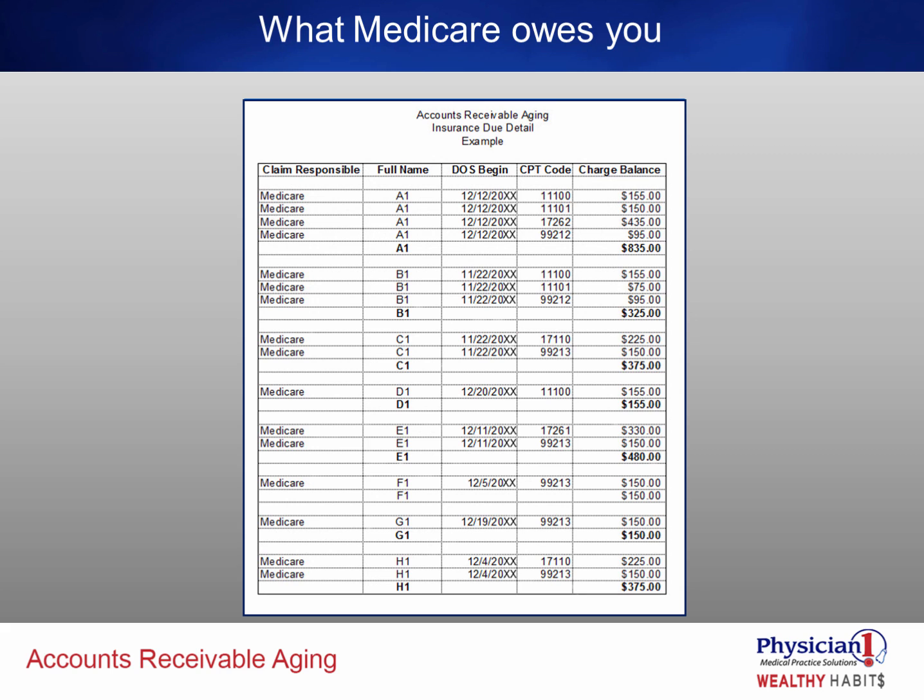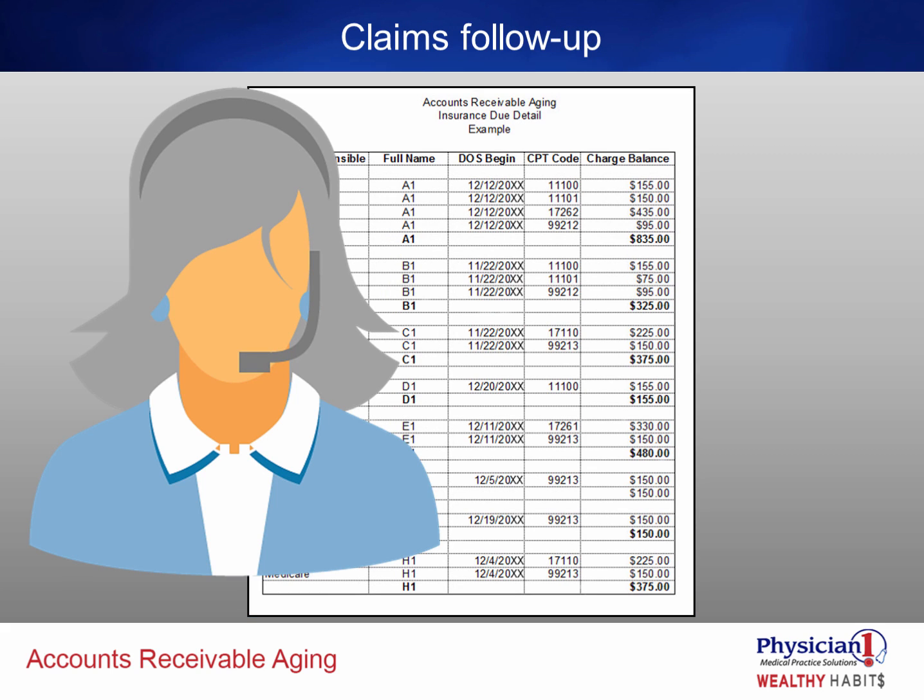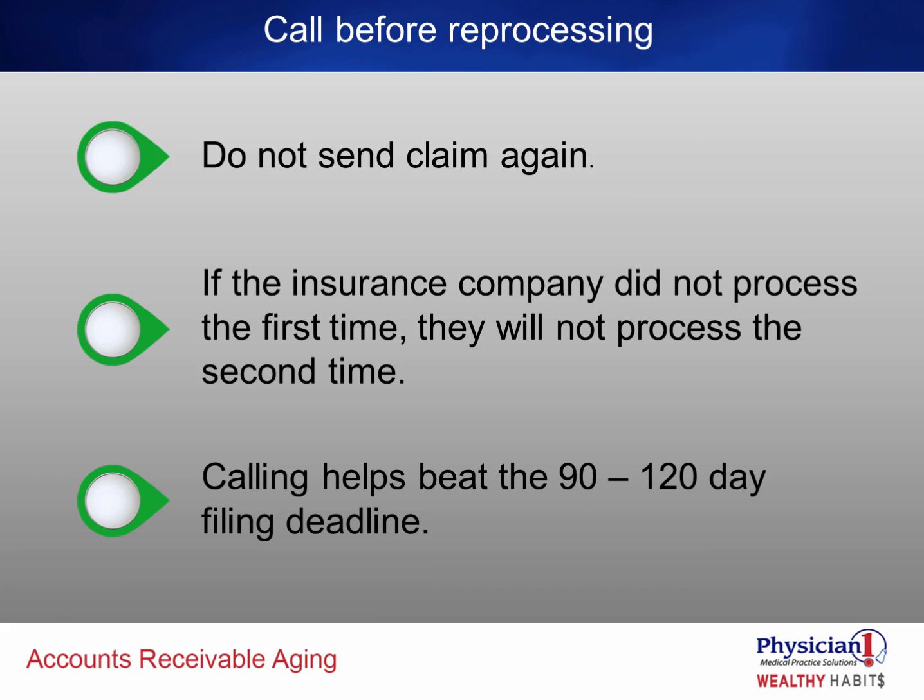All of these claims need to be called on. Do not let your staff tell you that they will rebill them. Rebill means to send the claim again, whether electronic or by paper. If the insurance company didn't process it the first time, they're not going to process it the second time. In addition, you're pushing a 90 to 120-day deadline for filing claims.